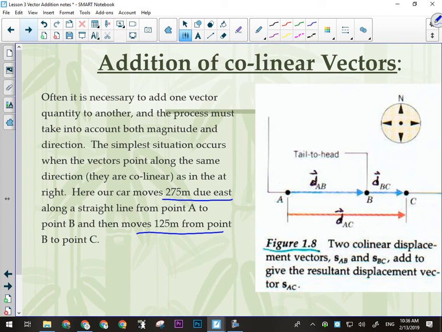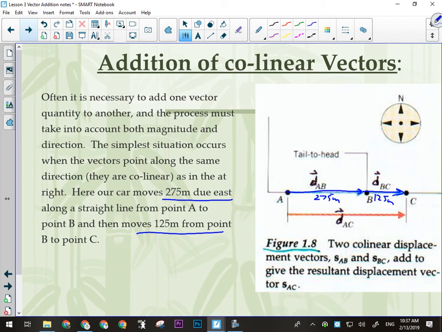So I draw the first one, that's 275 meters pointing due east. Then they said right after that, it goes another 125 meters east, so I put that onto the head of the first one. I've somewhat reflected scale here. My 275 meter long vector is considerably longer than my 125 meter long vector. As long as that's approximate and kept in mind, you won't have any trouble. Due means directly, directly along it.